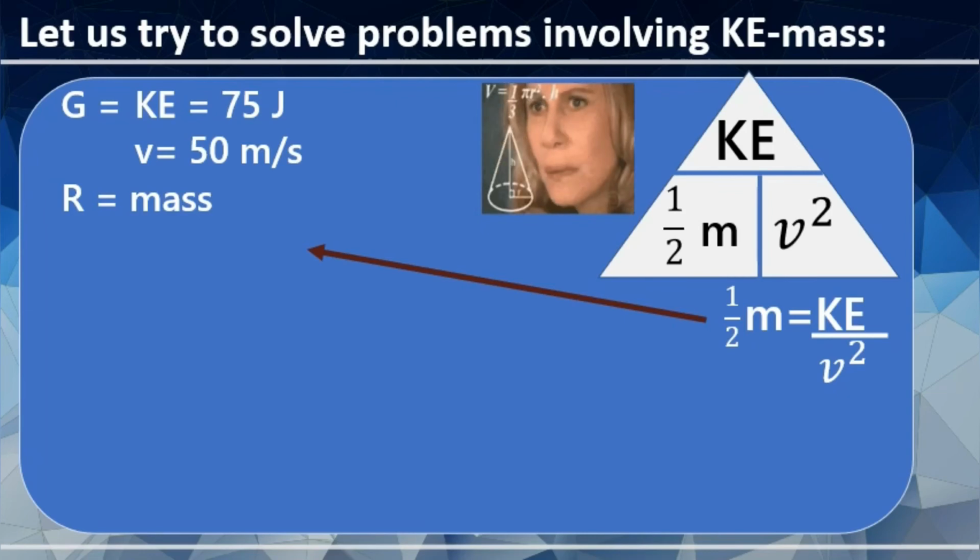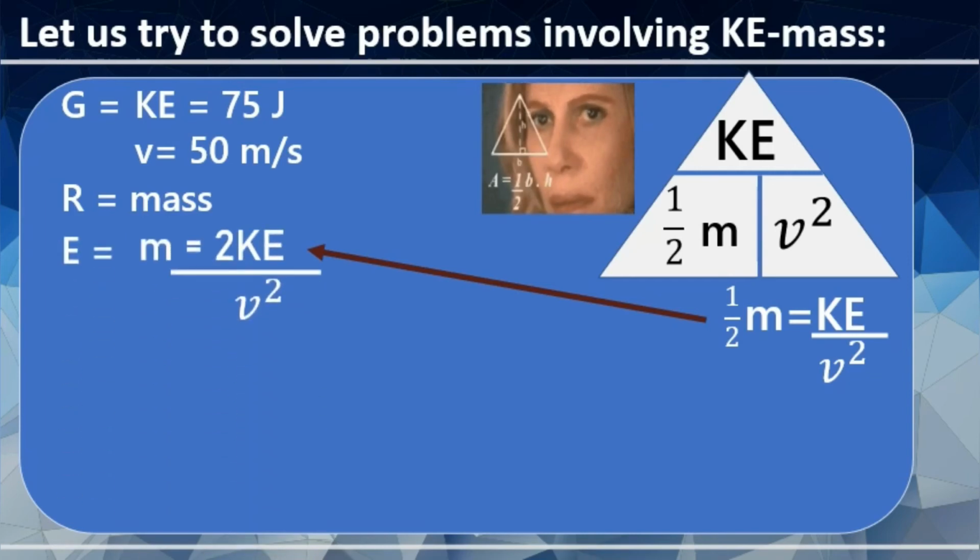So we need to find the equation for this. Before revealing the equation, I have here a triangle. So as you can see in the triangle, we divided it into 3. At the top we have the KE. At the bottom, we have 1/2 m and v squared. Okay, so we need to derive this formula because we are finding for the mass. So we get the equation 1/2 m equals KE over v squared. But we need to remove the 1/2 beside the m. So the final equation is m equals 2KE over v squared. Okay? So, remember the equation.